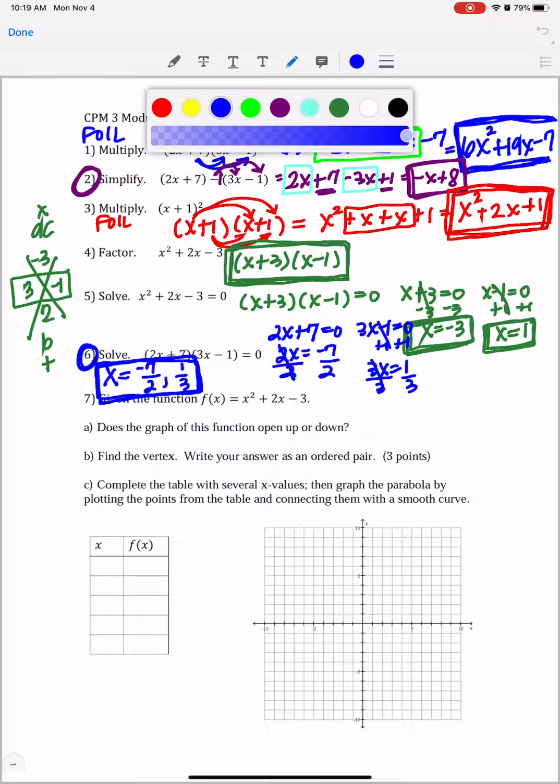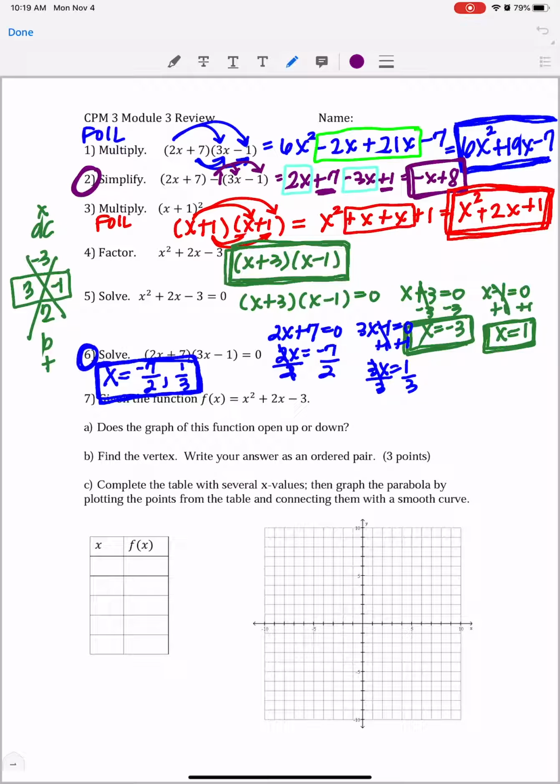Number 7, I marked over the instructions a little bit. It says, given the function, right here, A, does this graph go up or down? Well, because my A right here is 1, that means this goes up. It should open up like so.